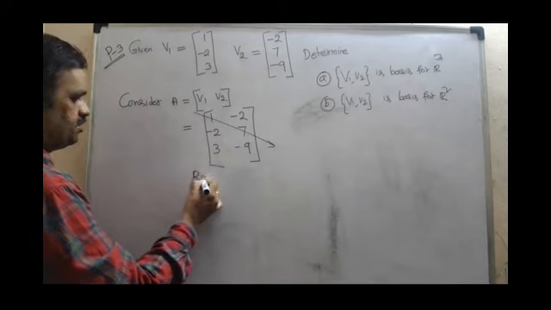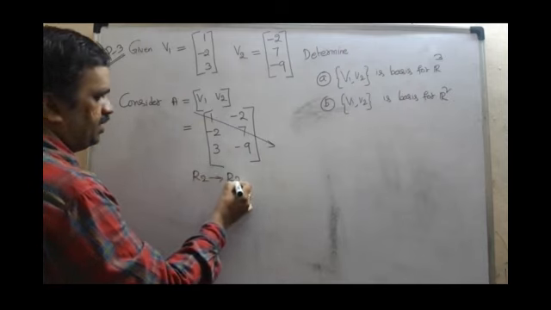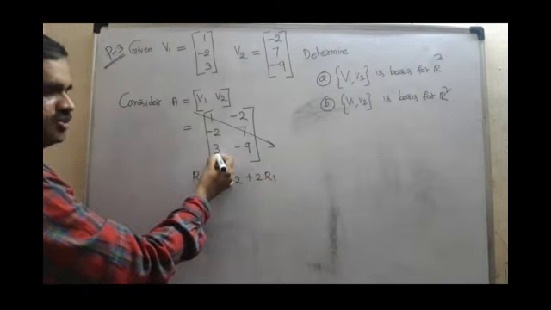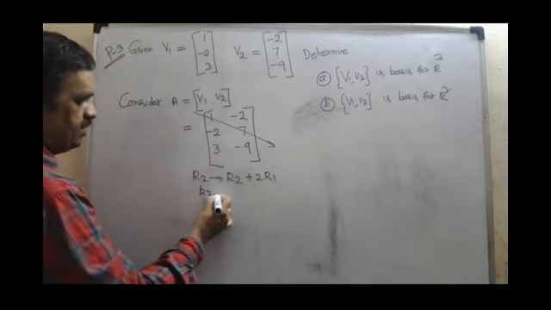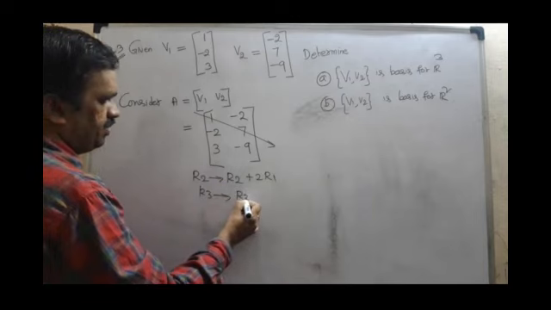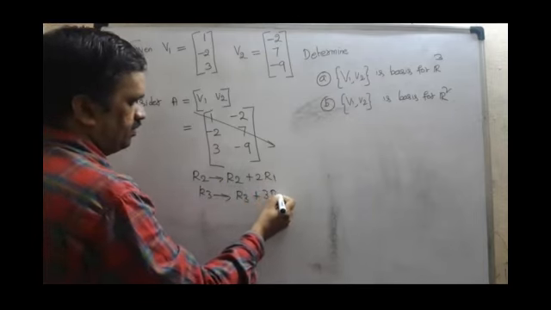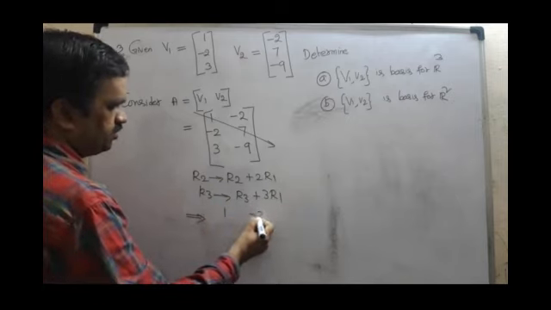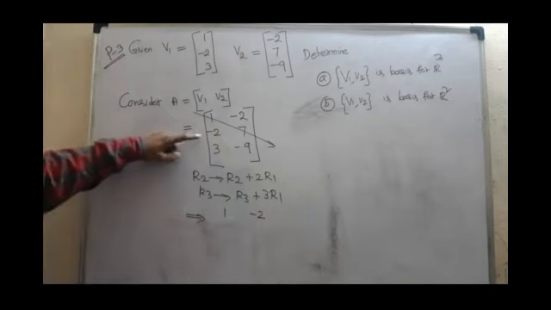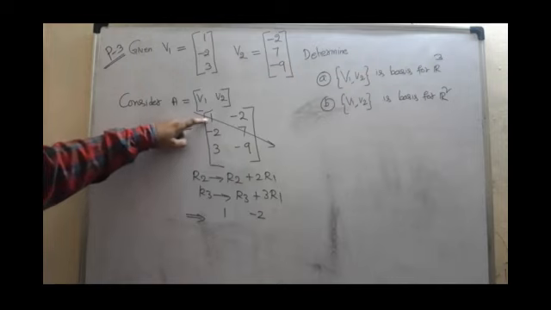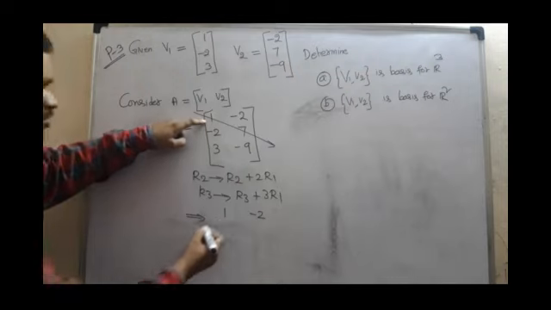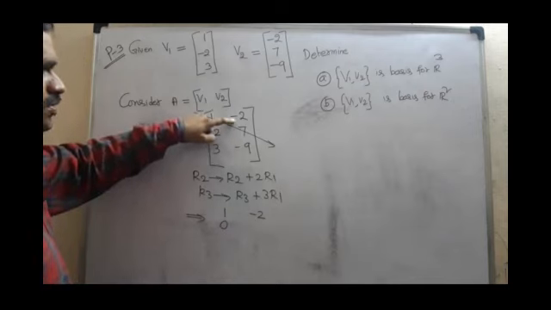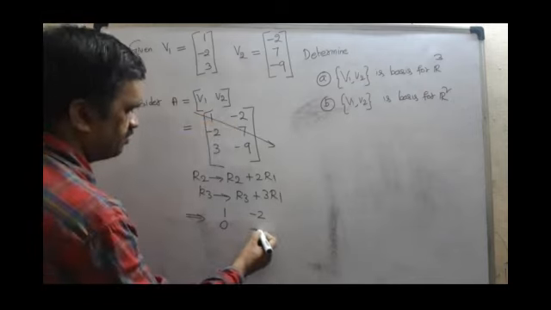R2 implies R2 plus 2R1, and one more, this also we have to make it 0: R3 implies R3 plus 3R1. First row stays 1, minus 2. Second row: minus 2 plus 2 is 0, and this is 7, we multiply by 2, minus 4, so 7 minus 4 is 3.